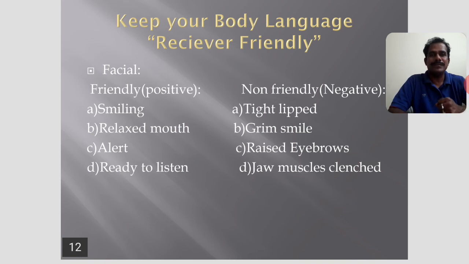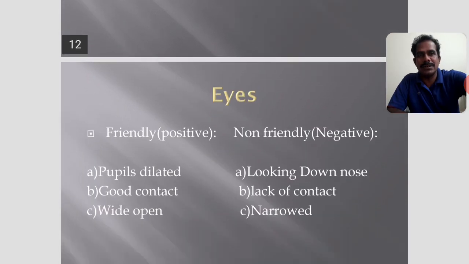Non-friendly: tight-lipped is not friendly, it shows you are ferocious or angry. A grim smile is also not friendly. Raised eyebrows, showing eyebrows rising, is non-friendly. Clenched jaw muscles are also non-friendly.